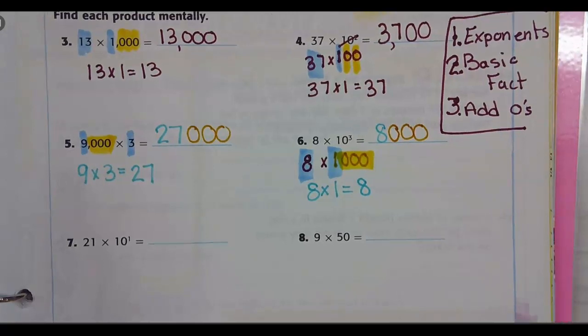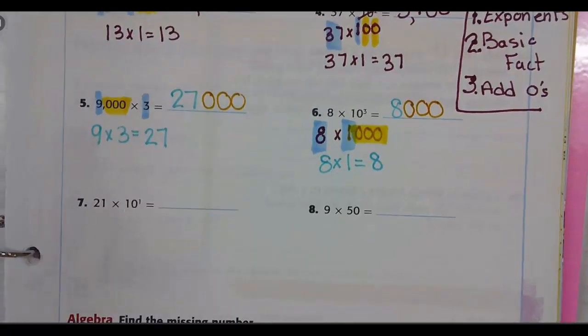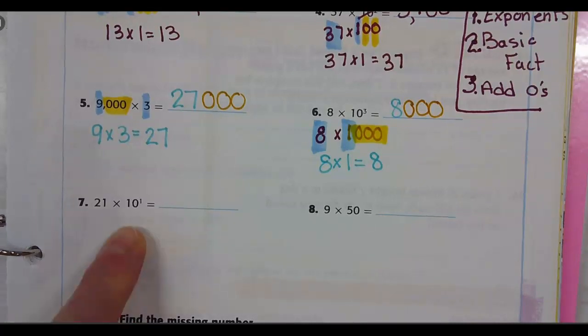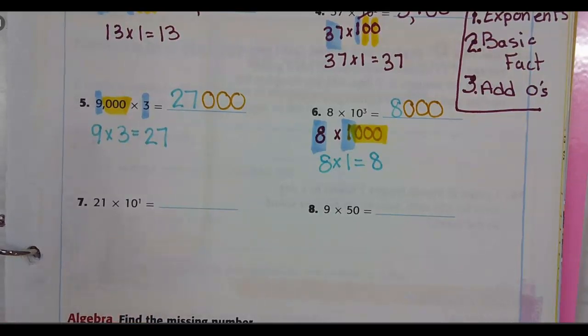Let's look at number 7. This one. What do I need to do first? Okay, so I'm going to do my exponents first. So 10 to the first power means I have how many zeros? So what number would that be? How many zeros do I need? So what number do I need? Because 100 has how many zeros? 2. So I only need 1 zero. So what number is that?